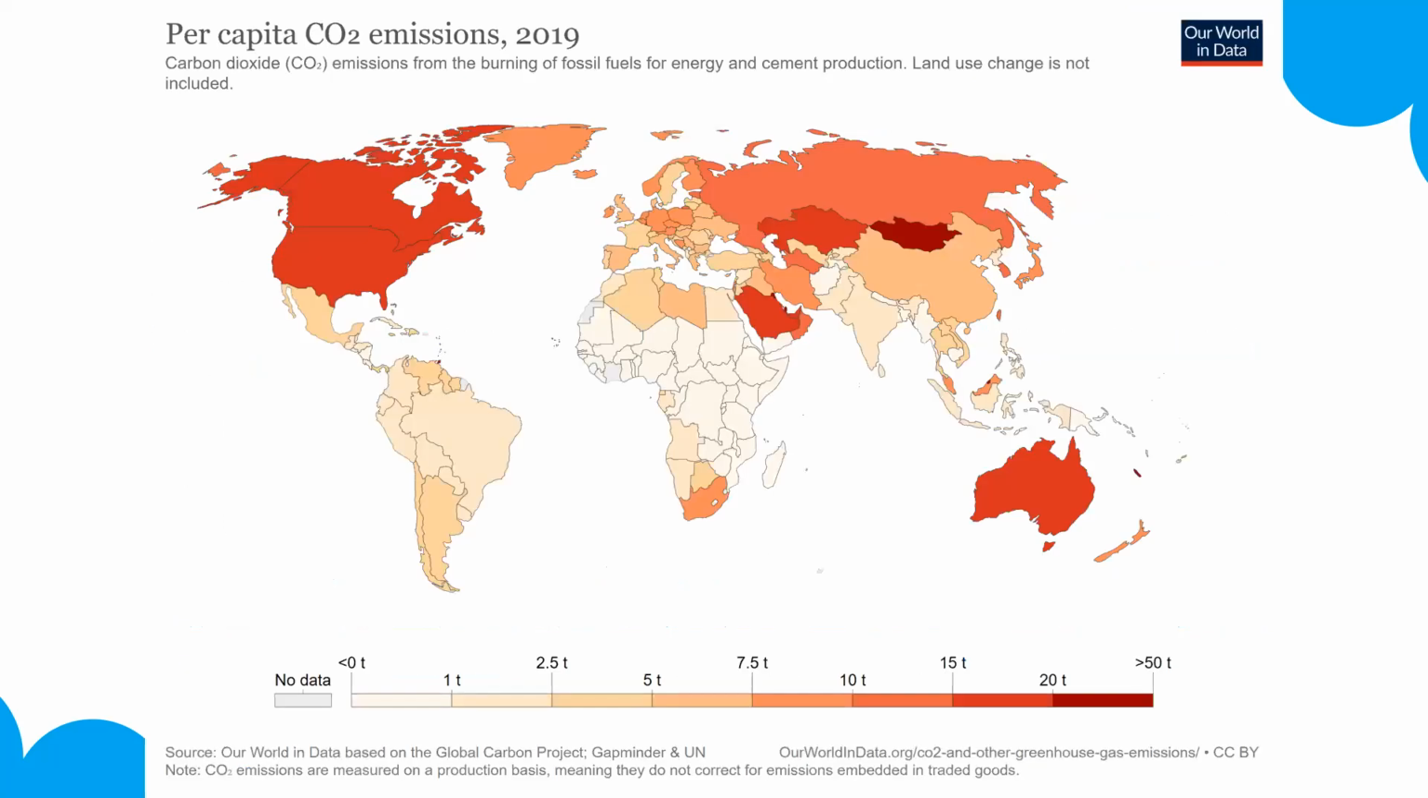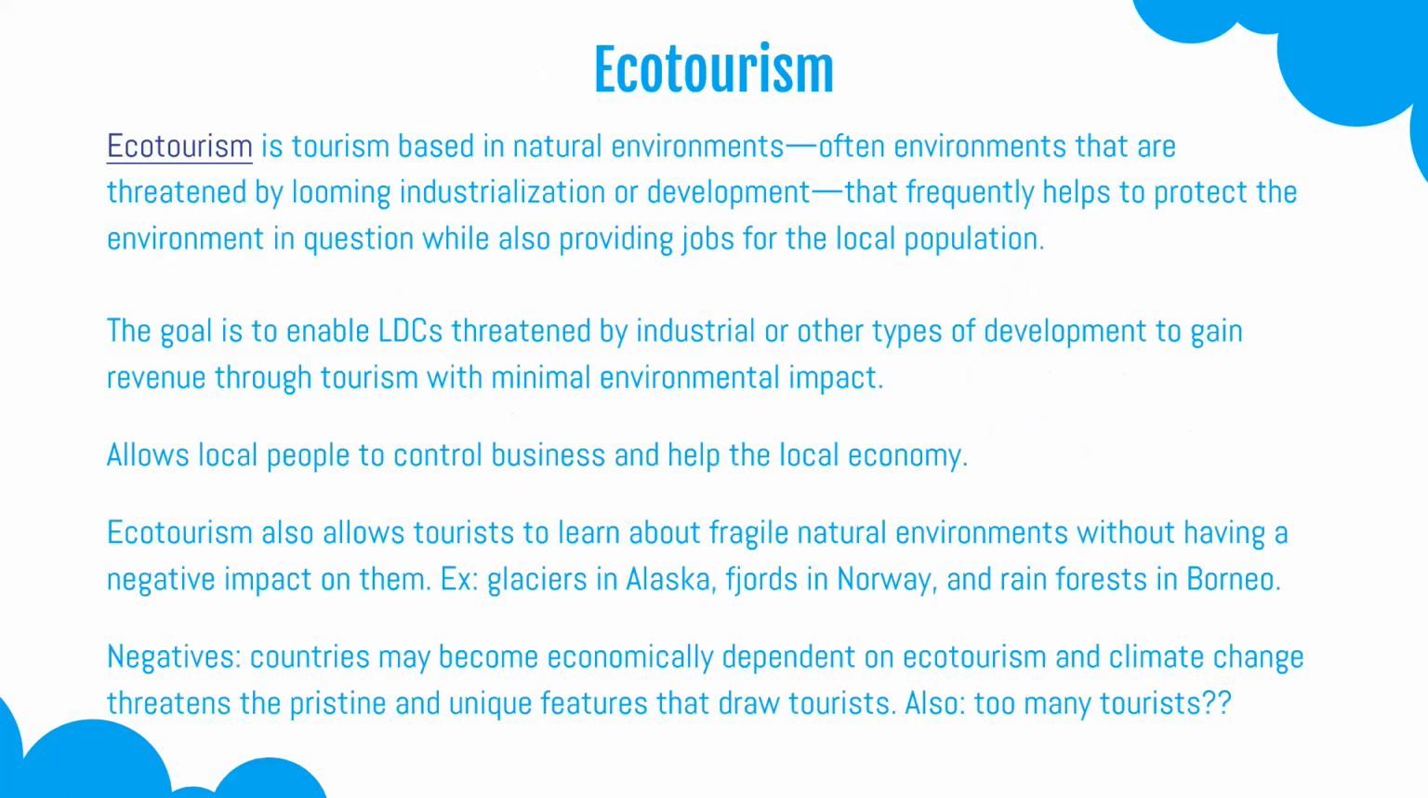So here's just a quick map from Our World in Data, looking at the per capita CO2 emissions in 2019. As you can see, many of the core countries, the United States especially, have the highest amount of emissions per capita. All right, so anyways, ecotourism.